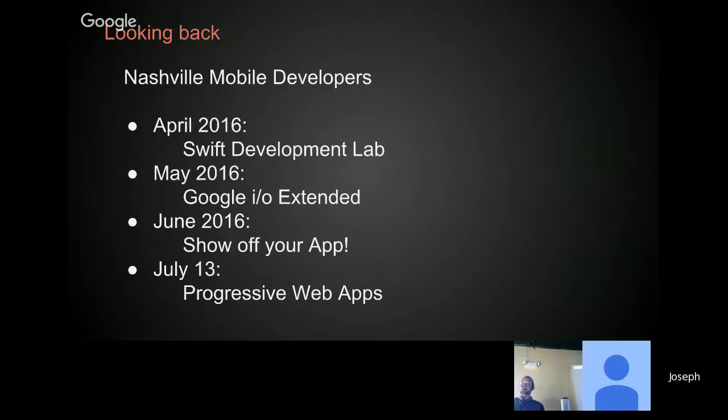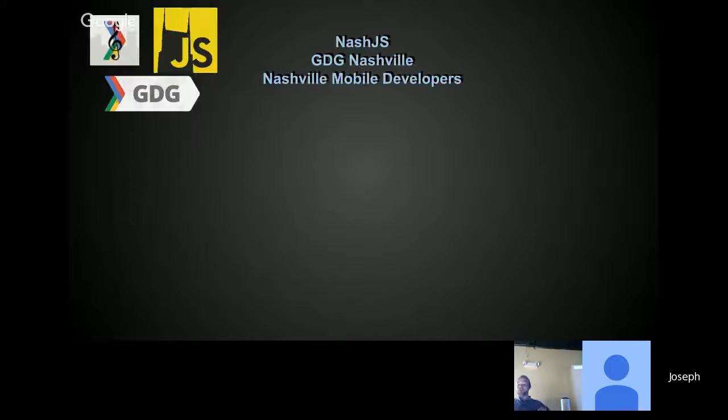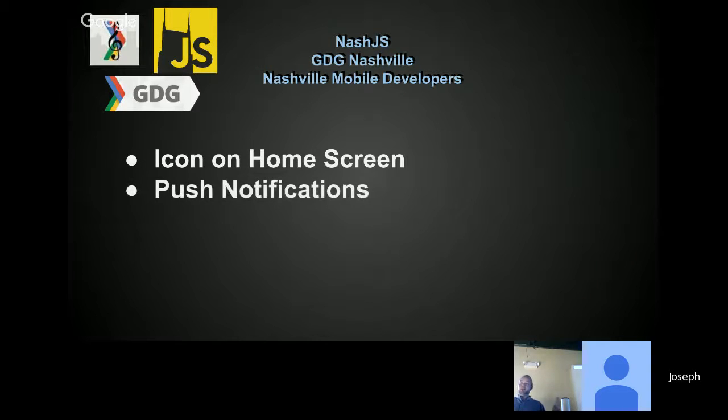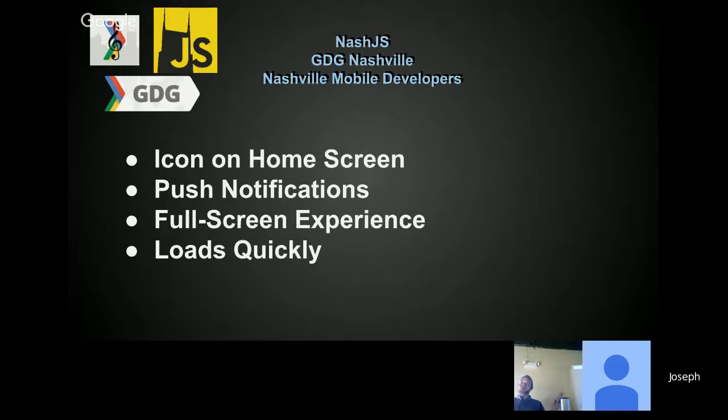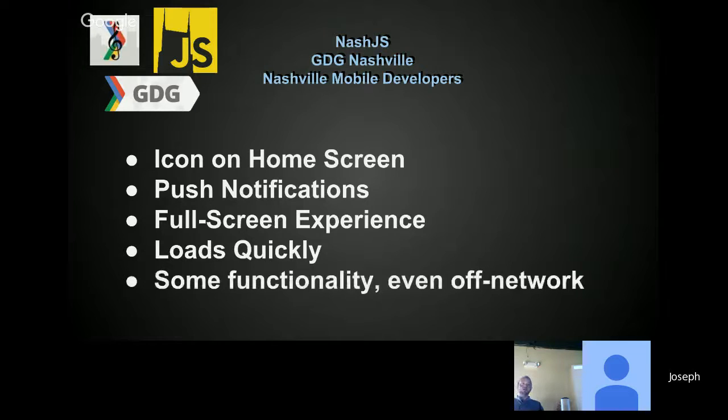apps. And if anybody doesn't know what progressive web apps are, I'm going to show a couple of slides that I showed that night. Basically, it's a web app that allows you to show an icon on your home screen. It enables push notifications. You can have a full screen experience, so you don't see the browser bar with the title and everything like that. That way the user has no way to know to navigate out. It looks like a native app. It loads quickly because it's got data instantly cached and some functionality even off network.